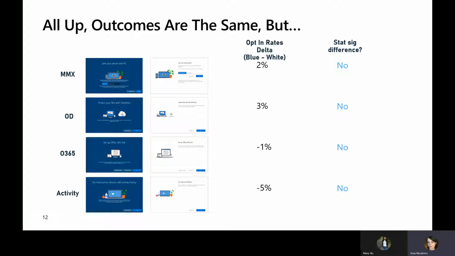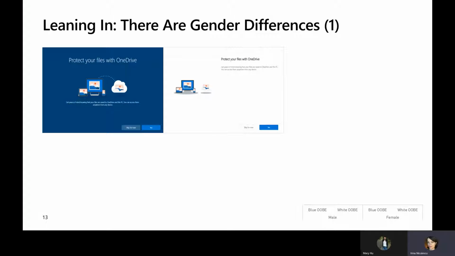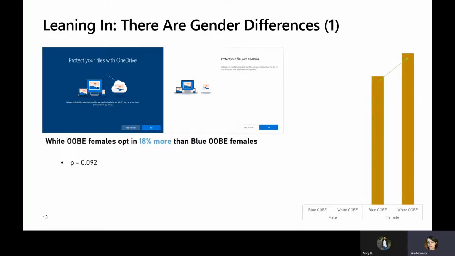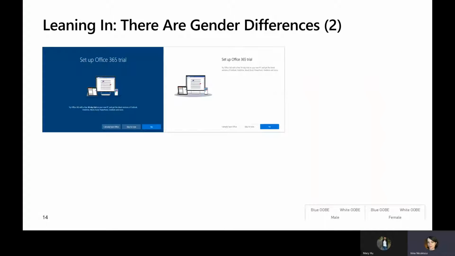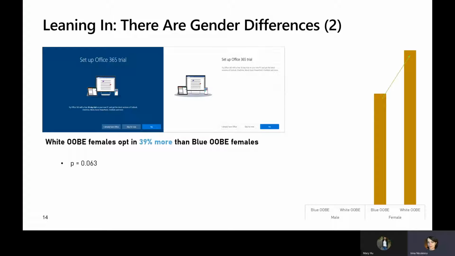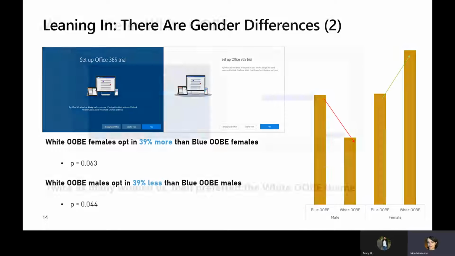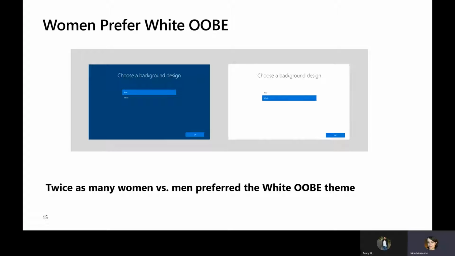The 2 biggest differences were with the OneDrive screen and the Office 365 screen. For OneDrive, those self-identified as female had 18% higher opt-in for the light theme, while those self-identified as male had 21% lower opt-in. For the Office 365 screen, those self-identified as female had 39% higher opt-in for the light theme, and those self-identified as male had 39% lower opt-in. This A/B test unintentionally recruited a balanced 50-50 split in gender identity, which enabled these insights.